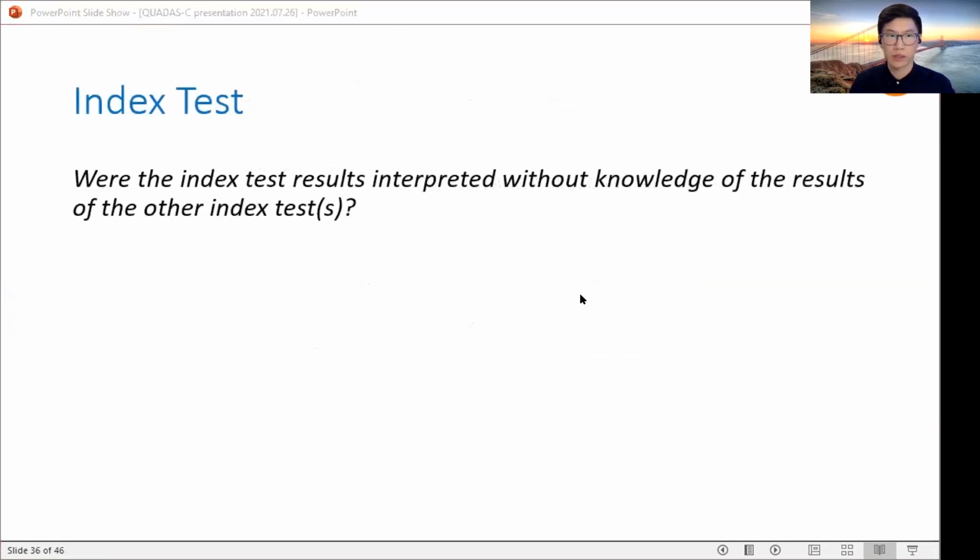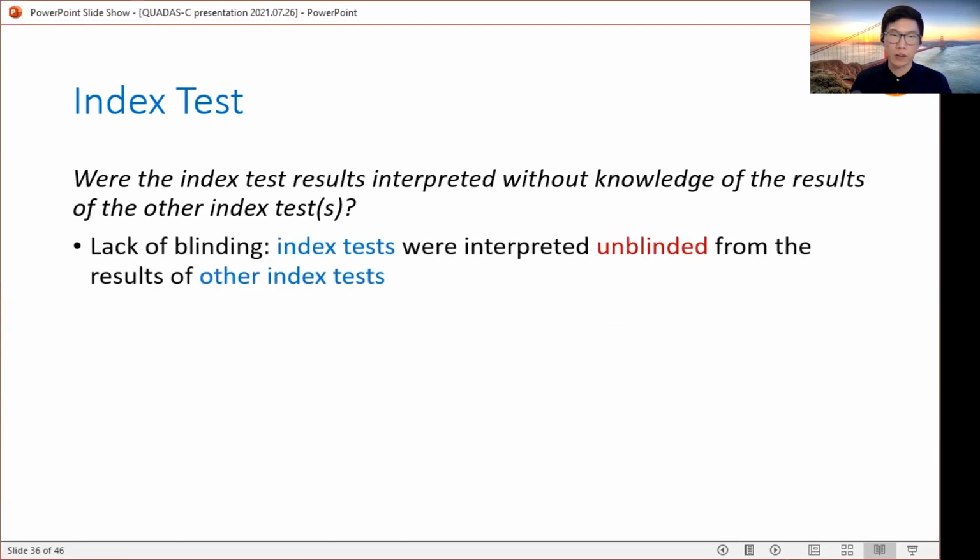So carrying forward, I'll be talking about one bias in the index test domain, that is, were the index test results interpreted without knowledge of the results of the other tests? So then we're talking about lack of blinding, and that is, the index tests were interpreted unblinded from the results of the other index tests.